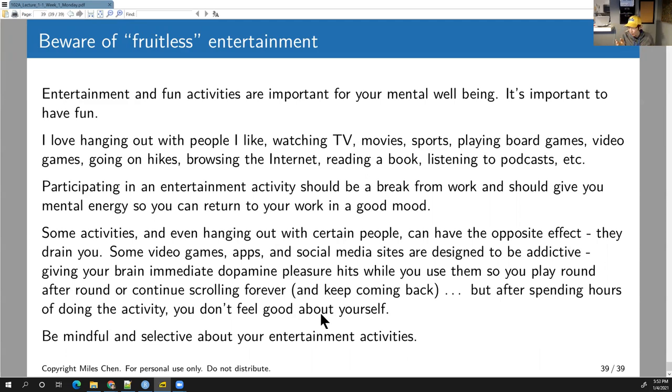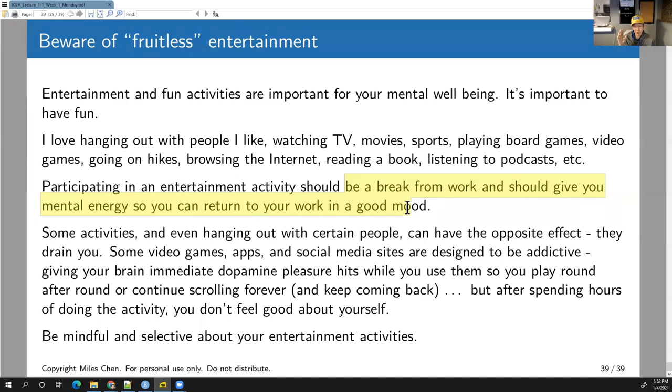And so you keep coming back, but after spending hours of playing Candy Crush or whatever it is, okay? These multiplayer games that just have endless round after round after round, after spending hours of these things, you don't feel good about yourself, okay? It doesn't achieve the goal of giving you a break from work and giving you mental energy to go back to work in a good mood, right? So be aware of this and be mindful of this. There's a lot of things designed not to make you happy, but designed to get you hooked, okay?